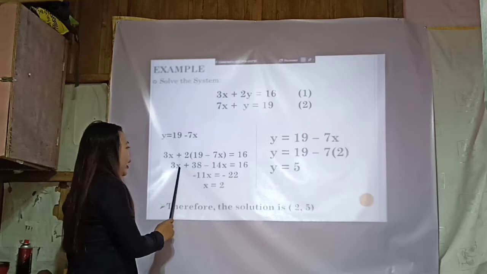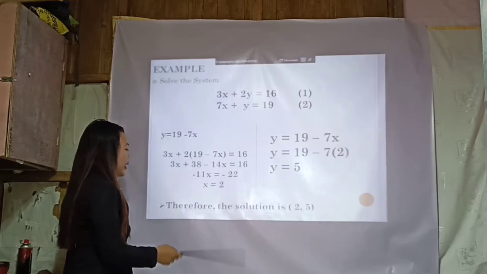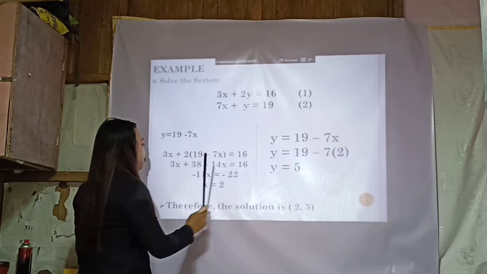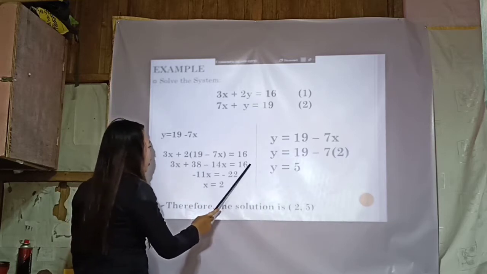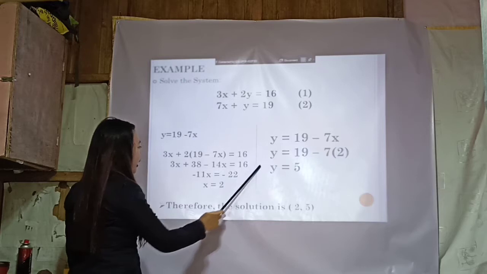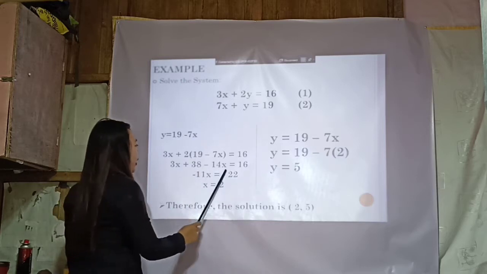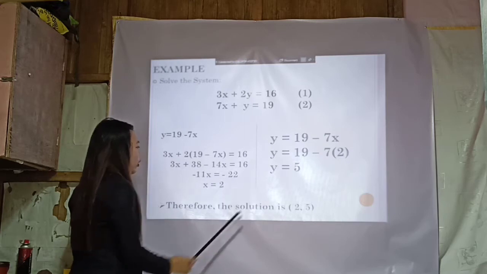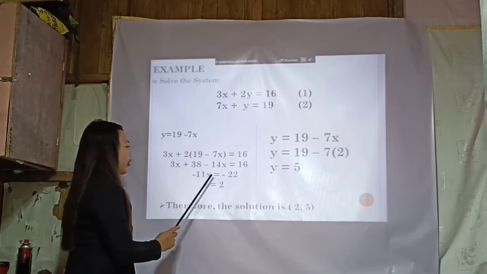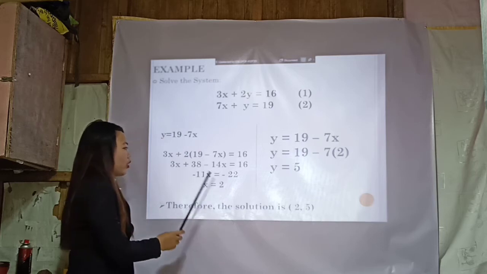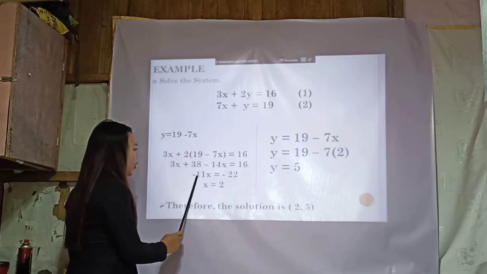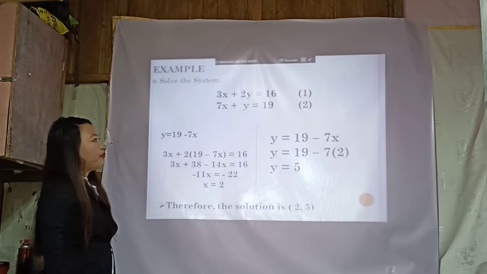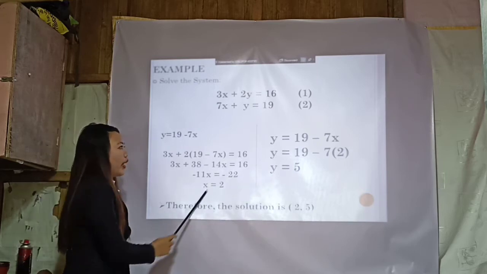So, 3x minus 14x is equal to negative 11x. Then, transpose the 38, so it becomes 16 minus 38. So, 16 minus 38 is equal to negative 22. Then, divide both sides by the coefficient, which is negative 11. So, x is equal to 2. This would be the value of x.